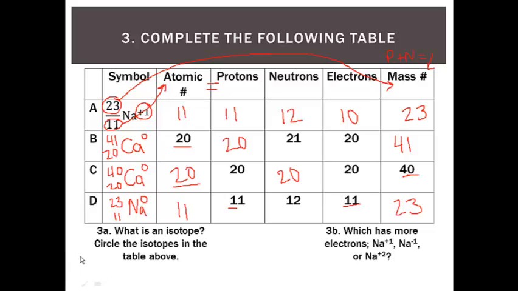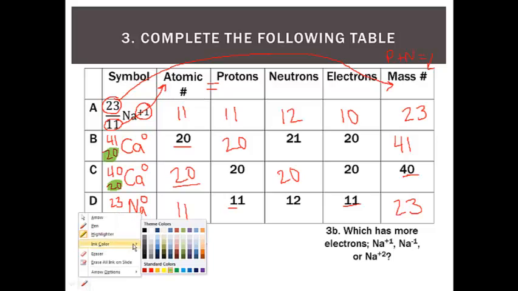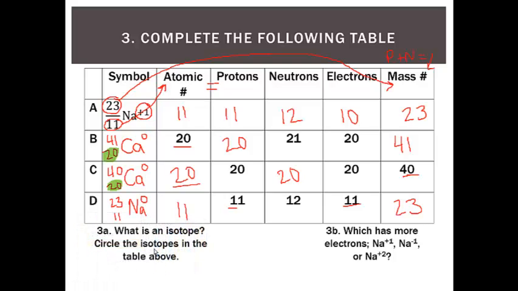So if we look at calcium, we see that in this example, they're both atomic number 20, which they should be because they're both calcium. If it was something other than 20, I wouldn't be dealing with calcium. So we have the same atom, the same atomic number, the same number of protons. The other criteria for an isotope is that we have different number of neutrons.